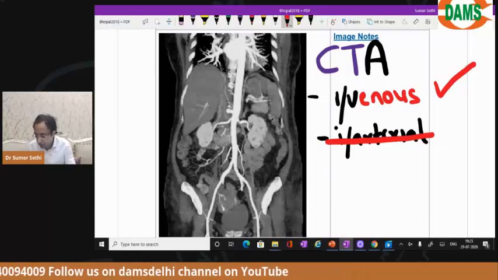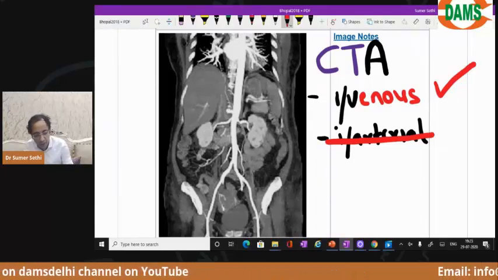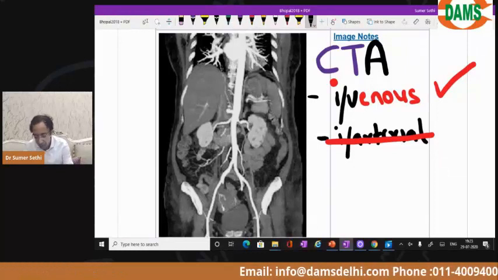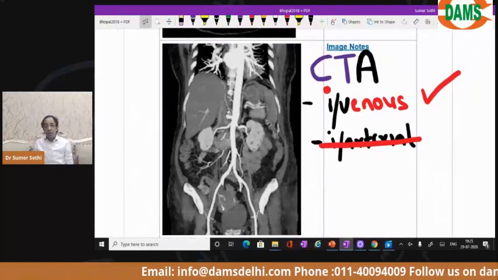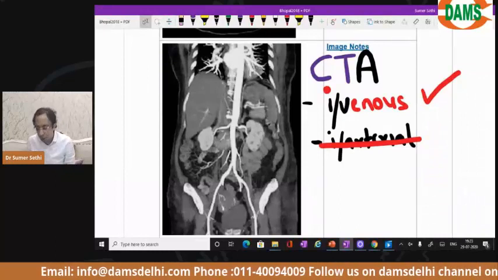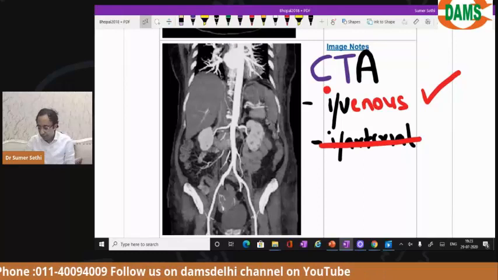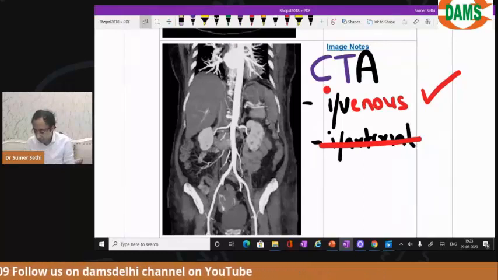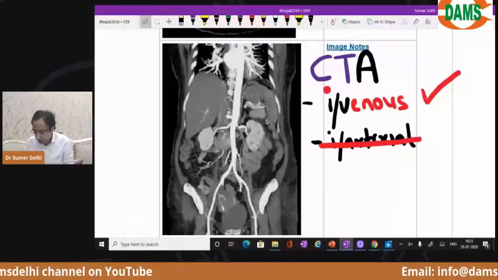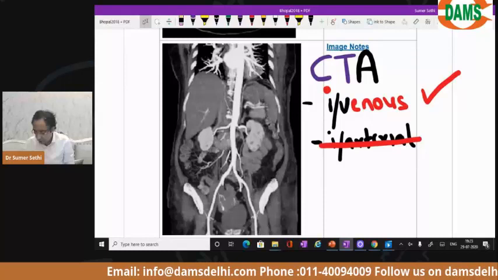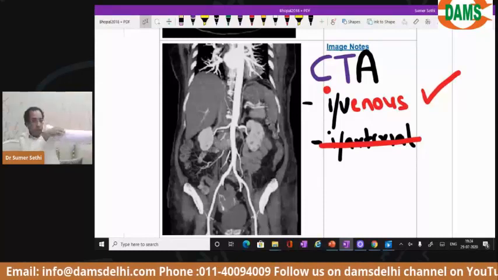Okay. CT angiography, the dye is given intravenous. Everybody clear? Okay. Now, so you might say, sir, intravenous dye, how has it reached the aorta? When I give IV, it goes from my arm.